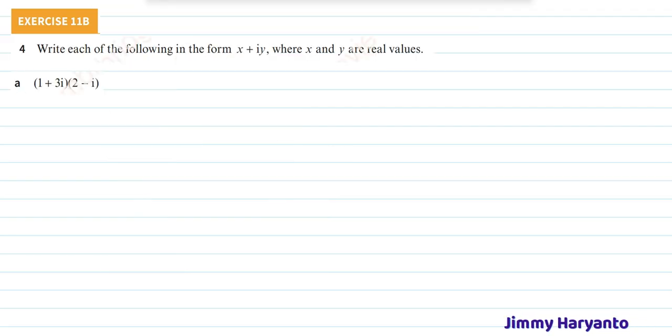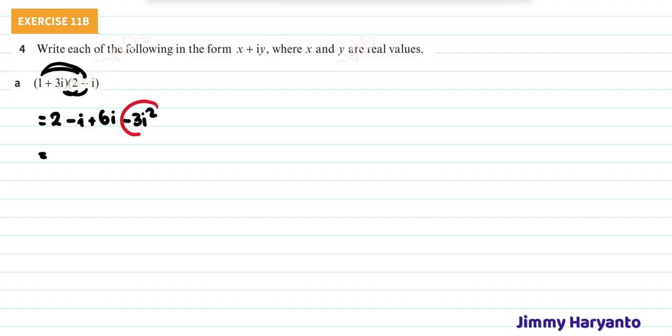Next is question 4a, where we have to multiply. Just multiply. So it equals 2. This one is negative i. This one is plus 6i. This one is negative 3i squared. The negative 3i squared will become positive 3 since i squared equals negative 1. That means negative 3 times negative 1 equals 3. So this one becomes 3. 3 plus 2 equals 5. Okay, this one is 5 and then this one is plus 5i. There we go. This is the final result.